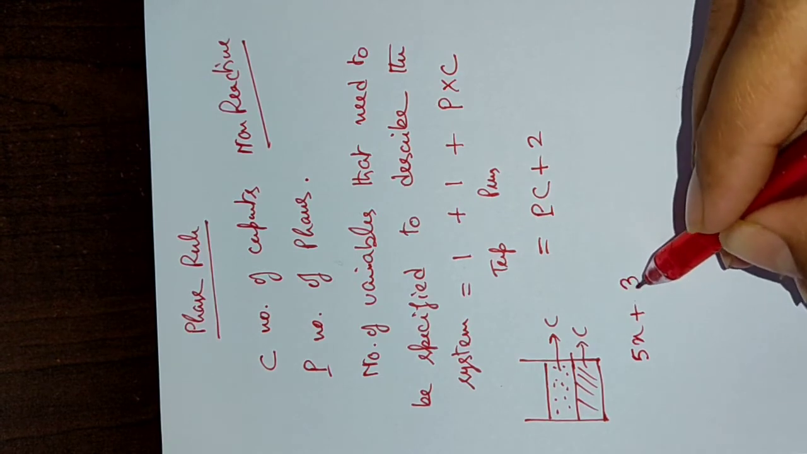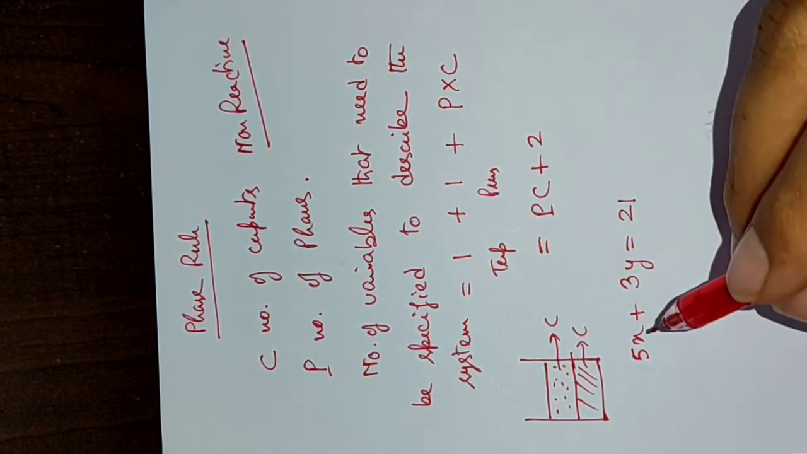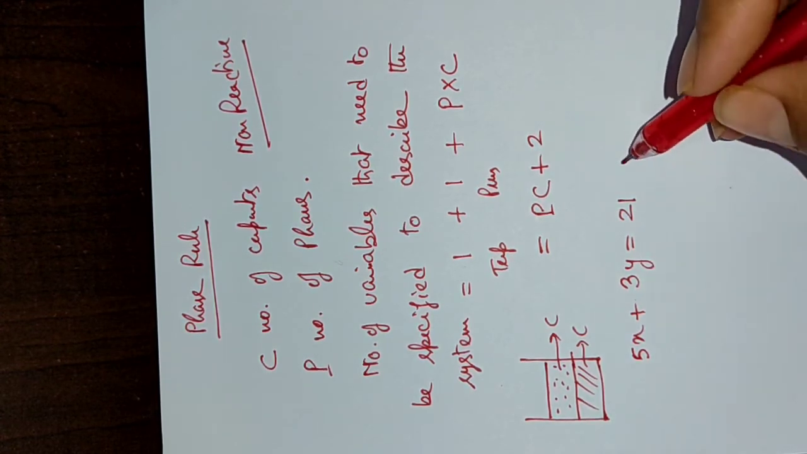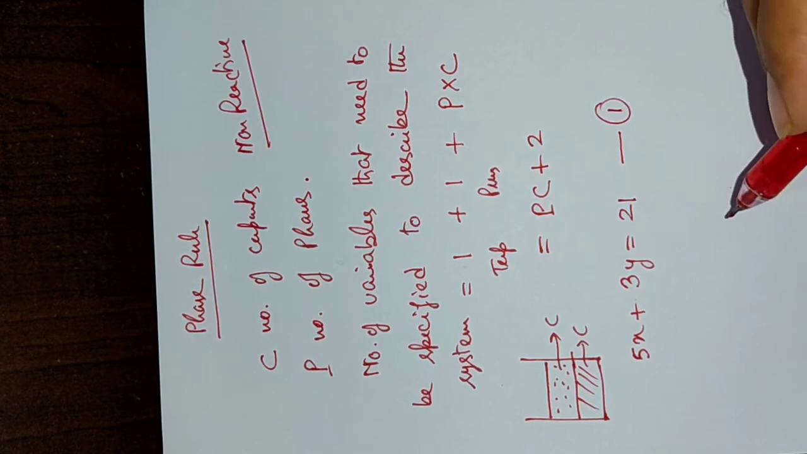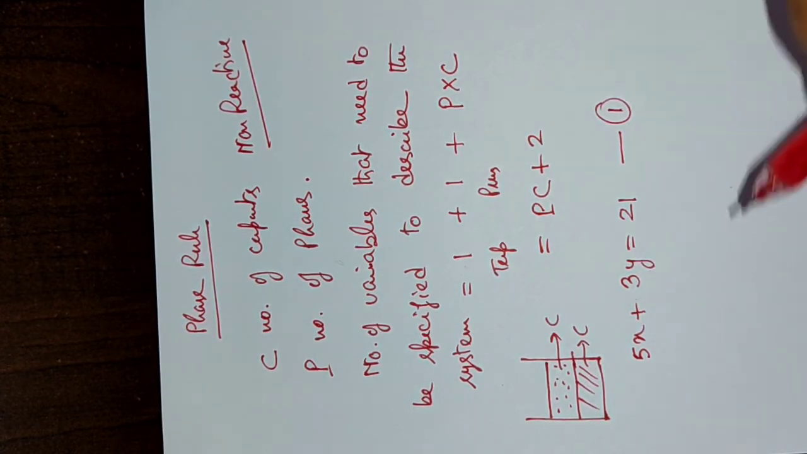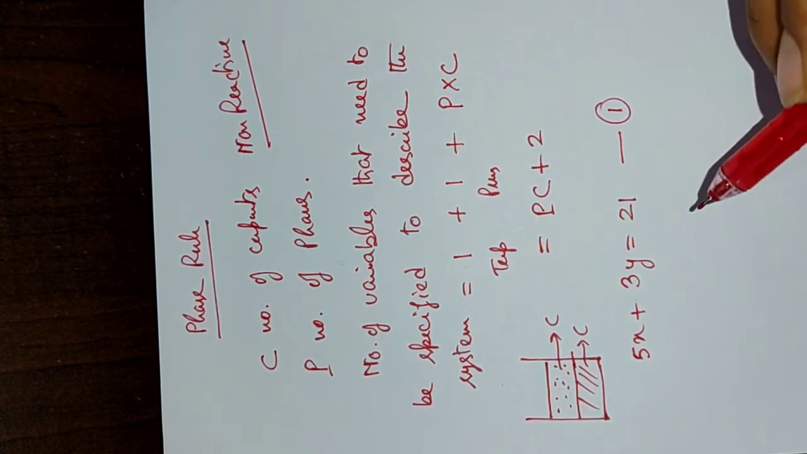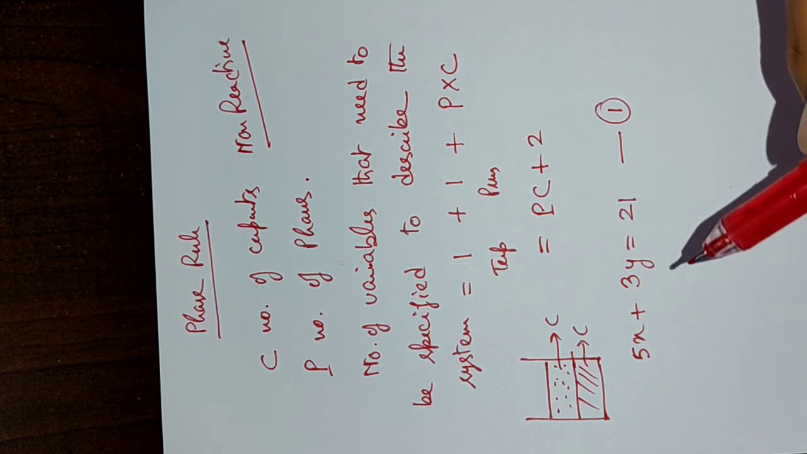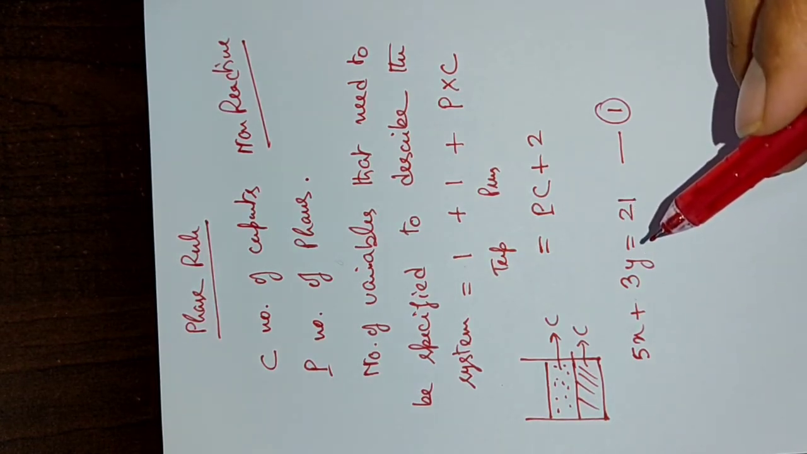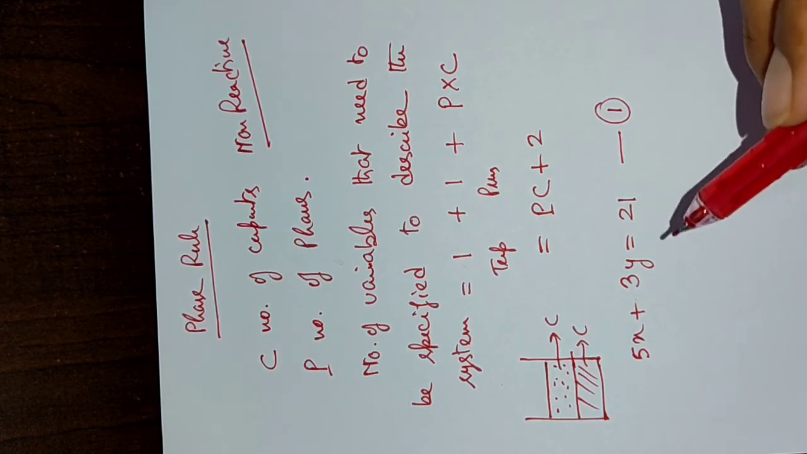Let us consider this equation for example. You have two variables x and y and one equation. Can you determine the values of x and y from this single equation? The answer will be no. You will be unable to determine the values of x and y unless another equation is given.